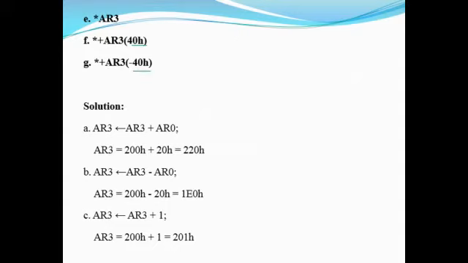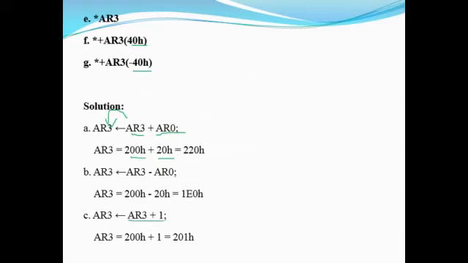So content of AR3 plus content of AR0 is stored in AR3. The content of AR3 is 200, content of AR0 is 20H, so 220H is stored in AR3. Similarly, the other one, AR3 minus AR0, so 200 minus 20H is 1E0H.